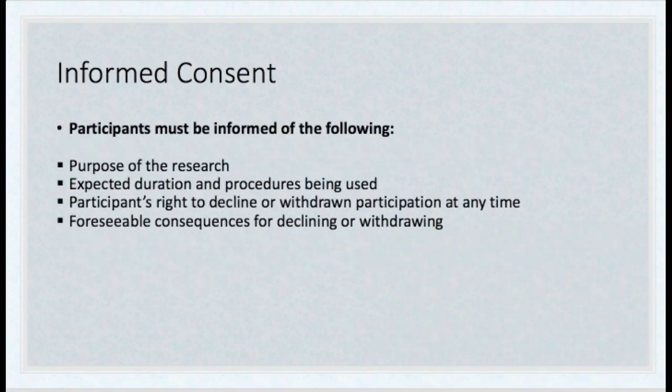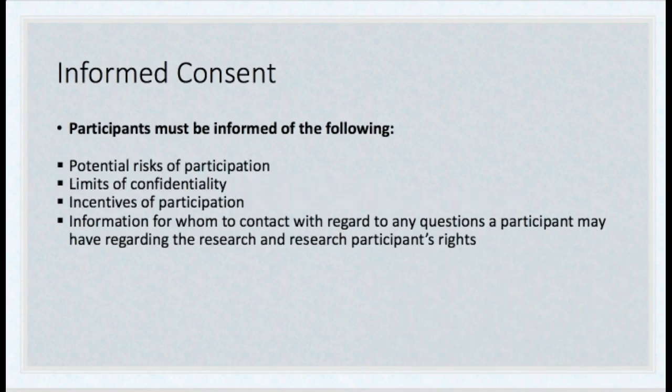So participants have to be told the purpose of the research, the expected duration, the procedures you're going to use, their right to decline or withdraw, and any foreseeable consequences for withdrawing or declining. They also have to be told of any potential risks of participation, any limits of confidentiality that you anticipate, incentives of participation, and information on who to contact if you feel that your rights have been violated.